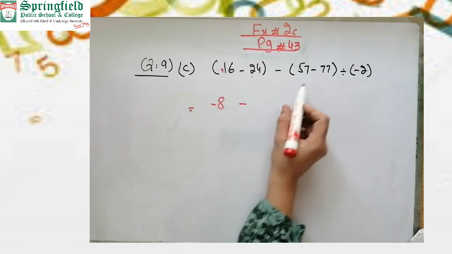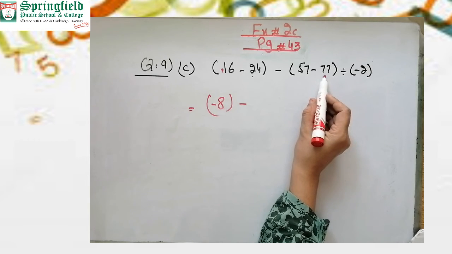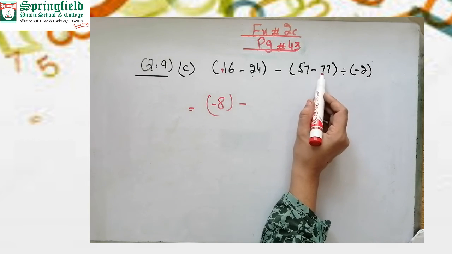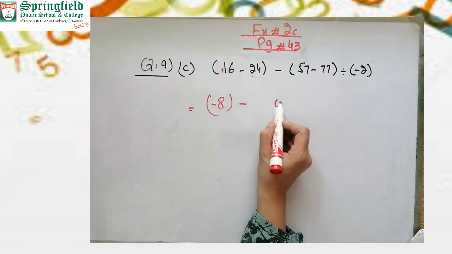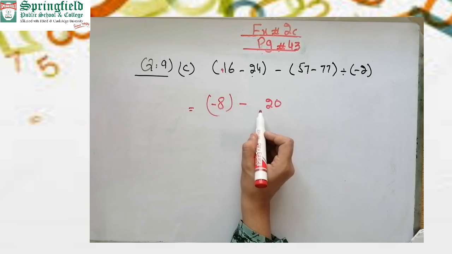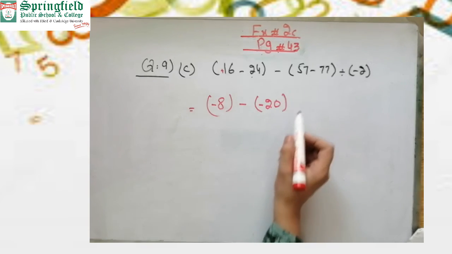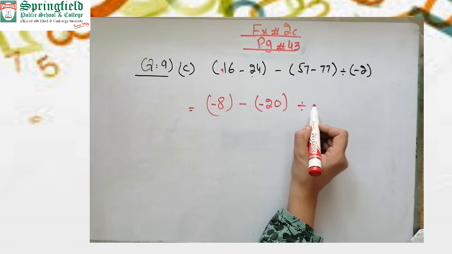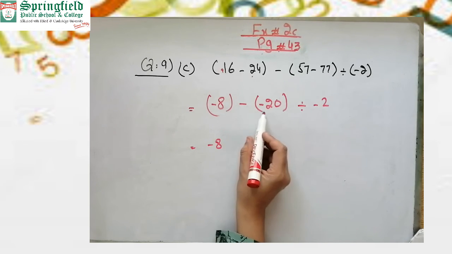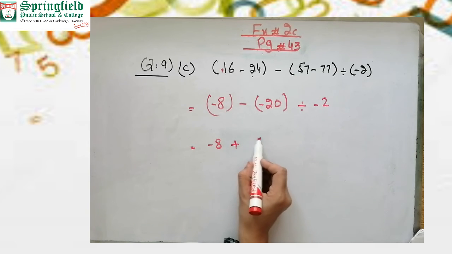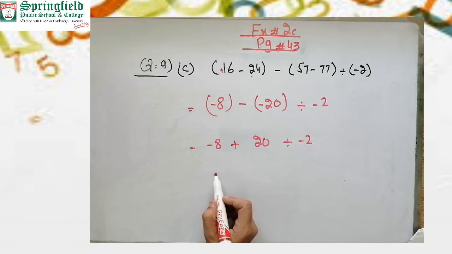Then minus 57 minus 77. It means plus minus minus. 77 minus 57. What will be the answer? 20. The sign will be minus. So put it into the bracket. Okay, now divide by minus 2. So minus 8, open the bracket, minus minus plus 20, divide by minus 2.